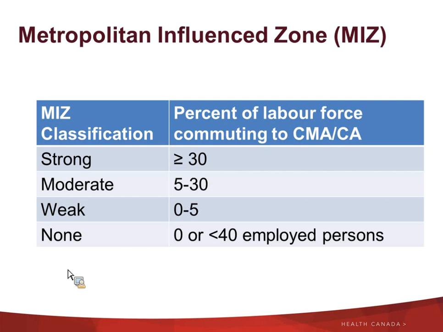Another related concept is that of the metropolitan influence zone. So this pertains to the percent of the labor force in rural areas that commute to larger urban centers, CMAs being census metropolitan areas and CAs census agglomerations. And so the degree of influence ranges from none to strong, with the percent of the labor force commuting ranging from 0 to over 30%.